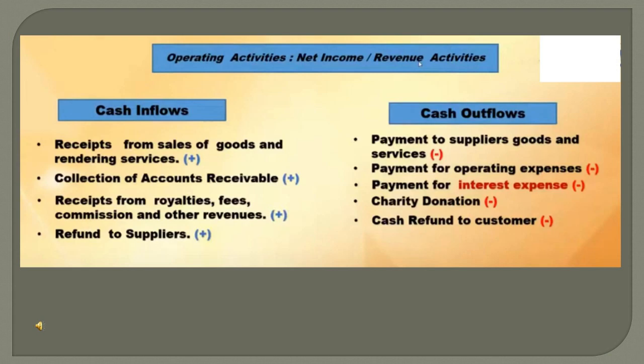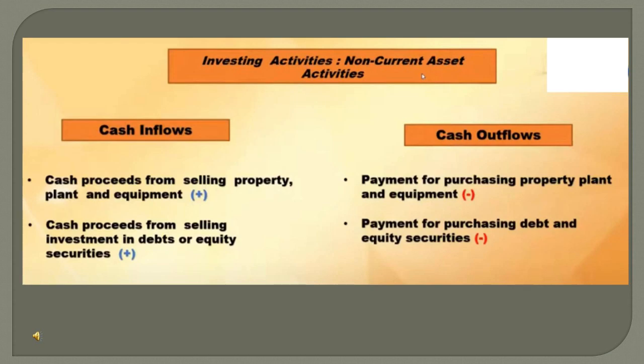We have here operating activities, net income or revenue activities. Under cash inflows, we have receipts from sales of goods and rendering services, collection of accounts receivable, receipts from royalties, fees, commission, and other revenues, and refund from suppliers. On the other hand, cash outflows are the following: payment to suppliers for goods and services, payment for operating expenses, payment for interest expense, charity donation, and cash refund to customers. Let us have the cash inflows and outflows.